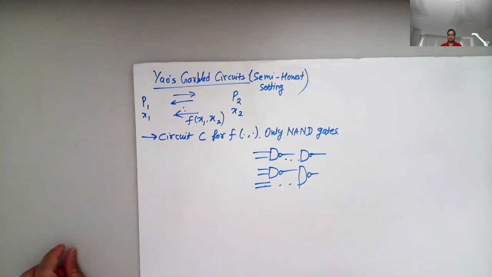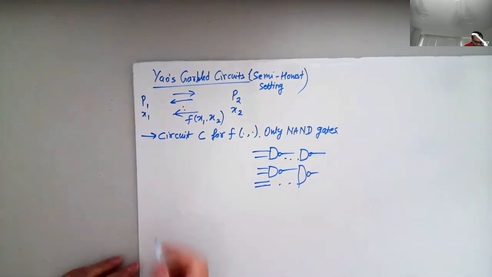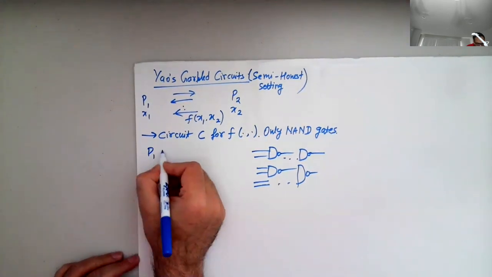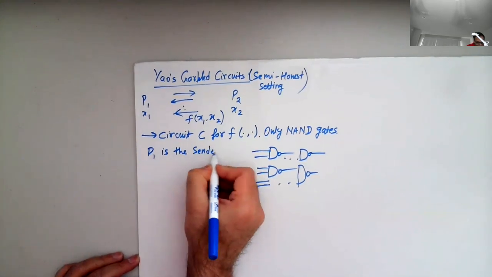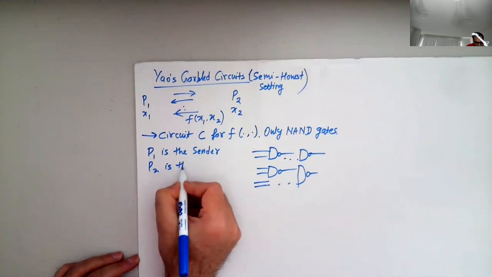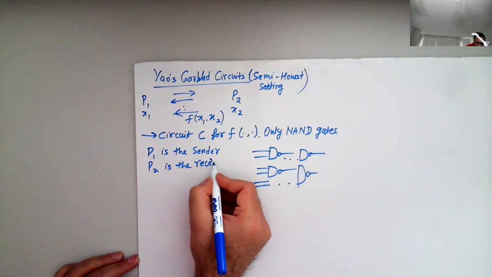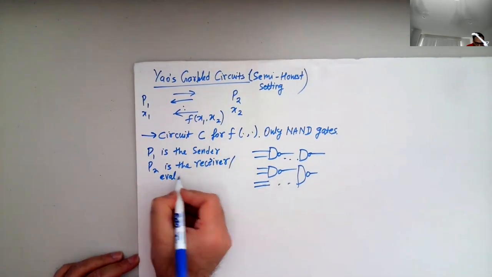So in garbled circuits, there's a person who prepares the garbled circuit, and then there's a person who evaluates the garbled circuit, okay? So P1 is the sender of the garbled circuit. P2 is the receiver or the evaluator.